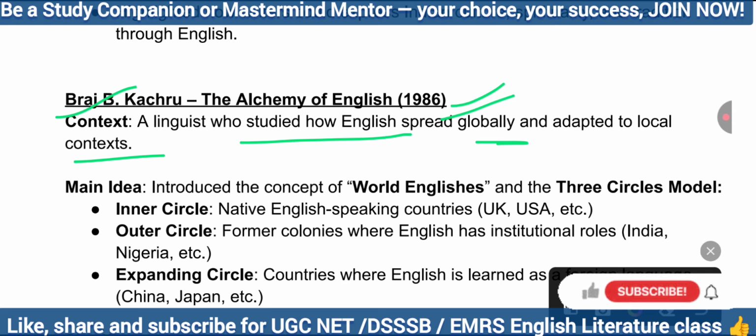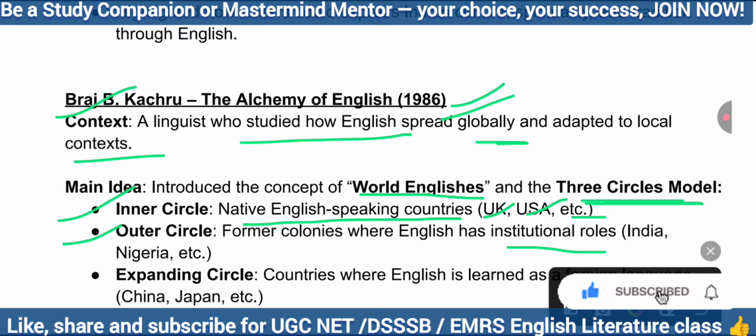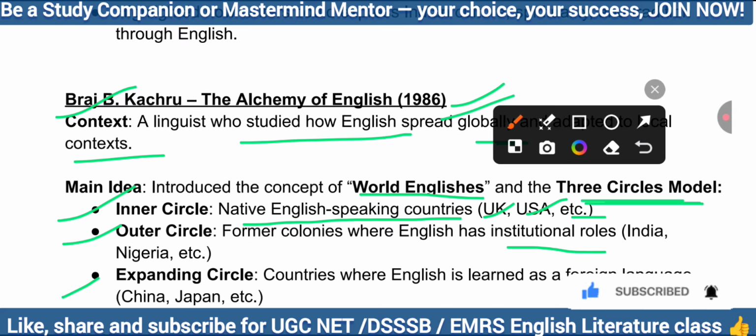His main idea: he introduced the concept of World Englishes and the three circles model. Remember, in yesterday's class I already told you about the three circles model. The first, the inner circle, means native English-speaking countries like the UK, US, etc. The outer circle means the former colonies where English has institutional roles, like India, Nigeria, etc. And the expanding circle means the countries where English is learned as a foreign language, like China, Japan, Korea, etc.